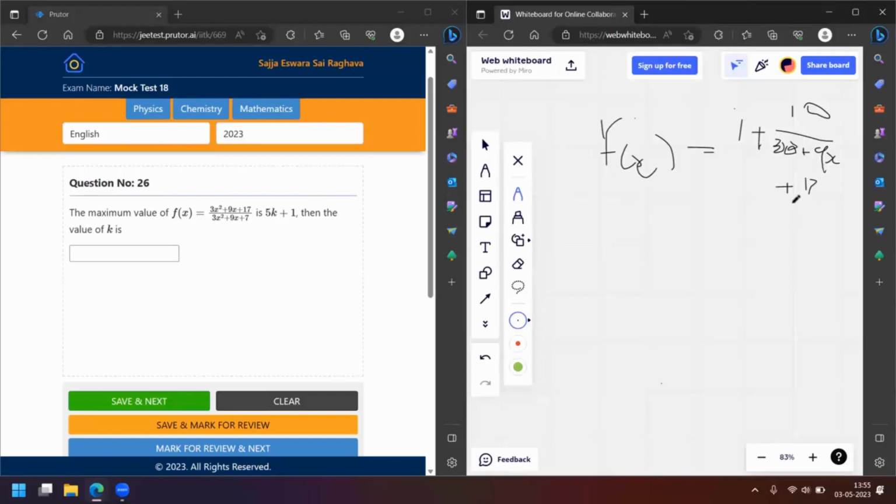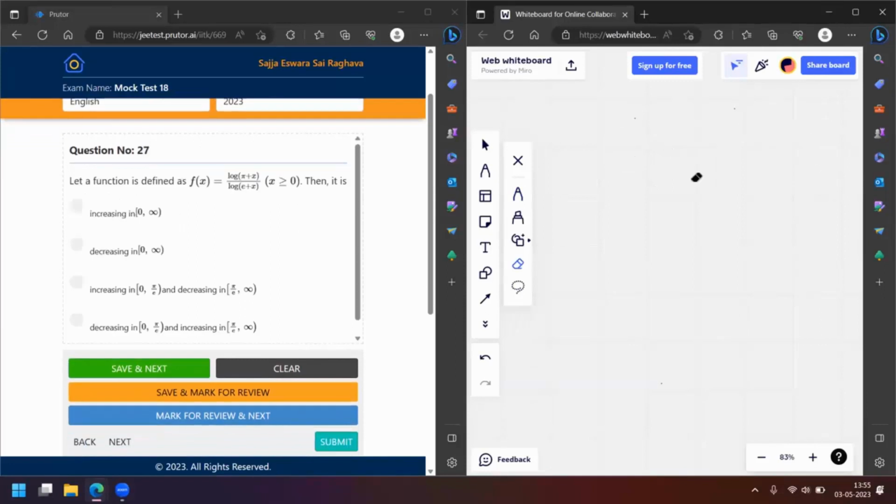And if you substitute the value of x, we'll get the maximum value of the function. So we can equate that value to 5k plus 1. So we have a function f of x is equal to log pi plus x by log e plus c.